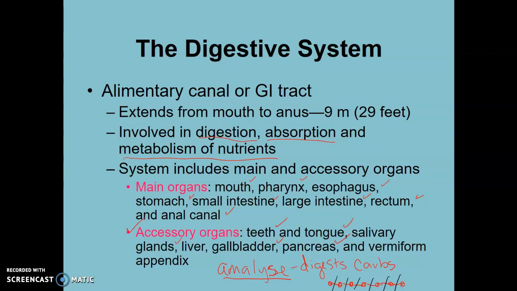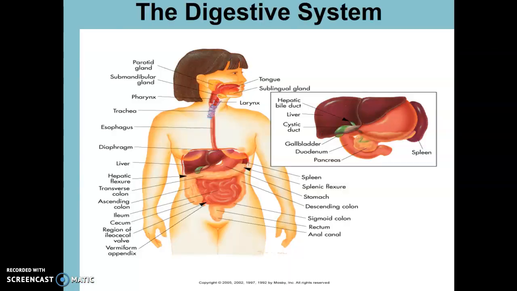Amylase as well, actually. There's a pancreatic amylase that works in your digestive tract, as well as proteases. Proteases break down proteins. We also have the vermiform appendix. Vermiform appendix, what does that do? That actually does a whole lot of nothing in humans.